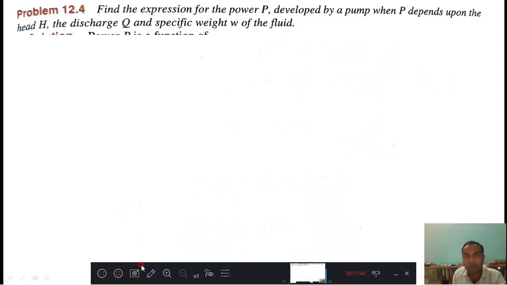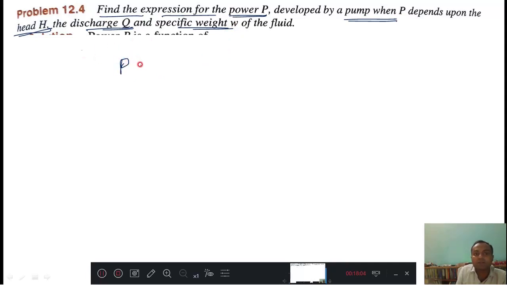Now we'll go to the next question. Next question, I will give you as homework, then you can solve this one. I will give a hint. Find the expression for the power P developed by a pump when P depends upon head H, discharge Q and specific weight W. Now here they are saying that this power is a function of head, discharge and gamma.